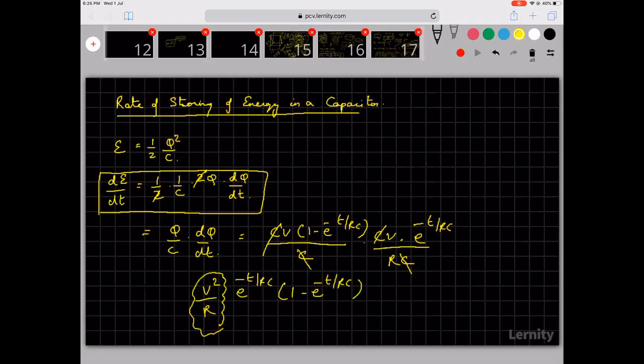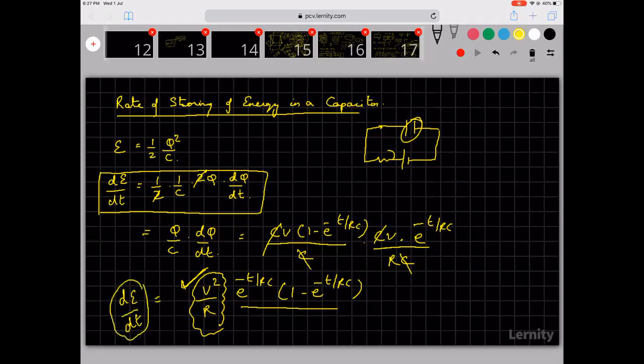This was my circuit. If there was no capacitor, the energy loss in the circuit, or the power in the circuit, would have been V squared by R. So now it is V squared by R into this factor. This is the rate of transfer of energy. How much energy is going to the capacitor per unit time?